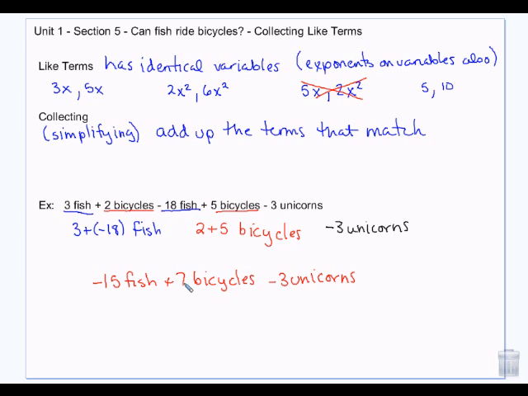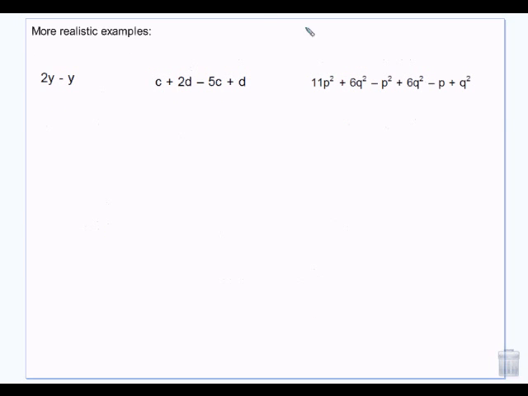Okay. Let's do some of these. 2y minus y. Yeah. Y? Yeah, just y. Okay, I have c and negative 5c. If it makes it easier, you can rearrange things. Just remember that if you have a negative, it has to stay with whatever it was attached to. So if you like to rearrange it so all the letters that match are next to each other, you can do that.